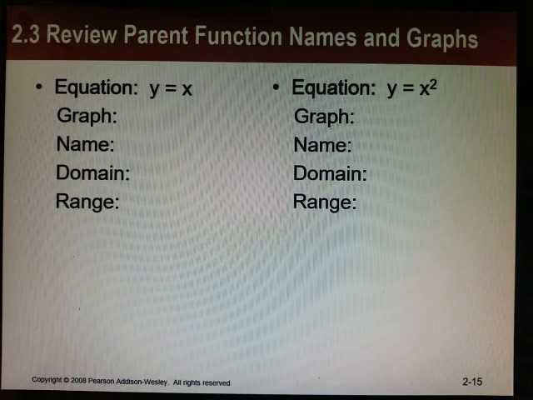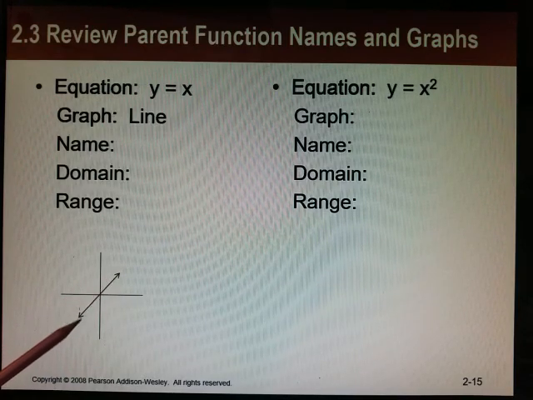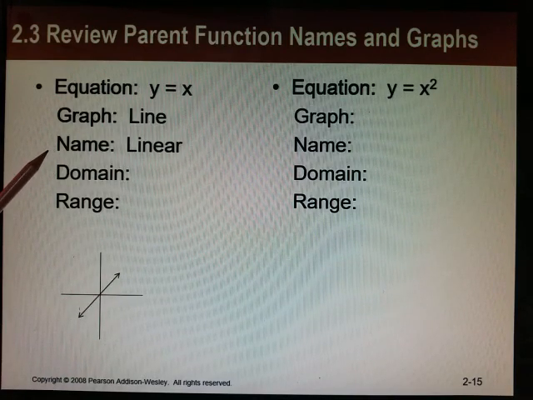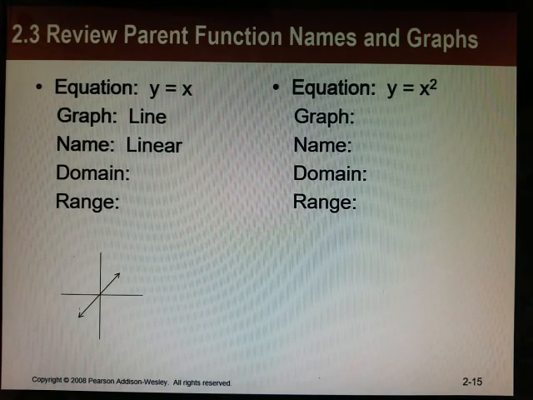So first off, y equals x. I hope most of you know that as a parent function, a line. It starts at 0, slope is up 1, right 1, up 1, right 1. The name of it is a linear function. The domain: how far left does it go and how far right? Well, it goes left forever and right forever, so that would be -infinity to infinity.